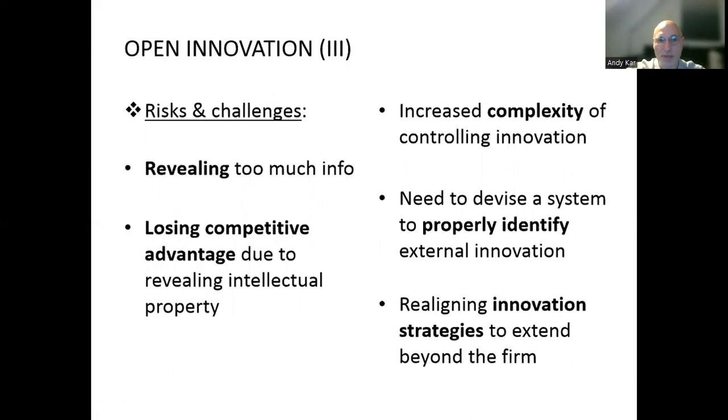Of course, as with everything in business, we have some risks and some challenges that we need to face when we adopt collaborative innovation. One of these risks and challenges is revealing too much info. So this might, under specific circumstances, even eradicate our competitive advantage, losing competitive advantage due to revealing intellectual property. Other risks are increased complexity of controlling innovation, the need to devise a system to properly identify external innovation, and realigning innovation strategies to extend beyond the firm.